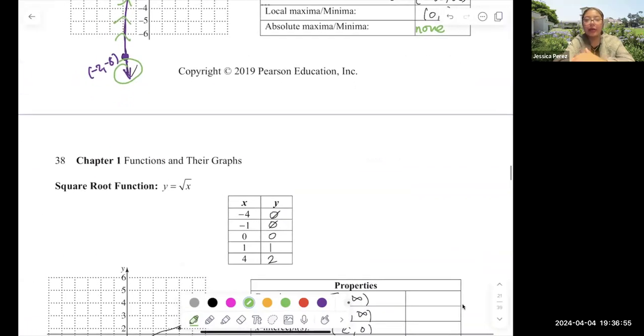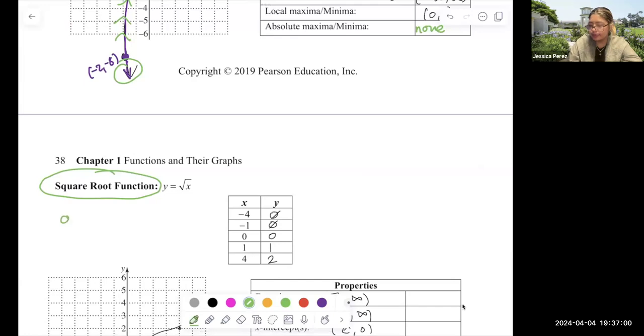We have the square root function. The square root function looks like an arrow.